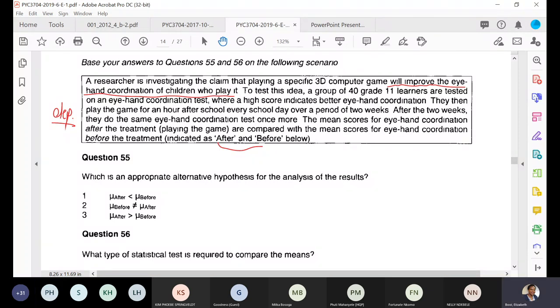Now we need to ask ourselves, based on this information, our alternative hypothesis, is there a way where the researcher said, in his own words, that after playing will improve, or playing is better than before? So you are saying will improve, number three. And does number two work? Because before, even after, there's no statement which says what will have happened. Can we say it's not equal because we don't know the prediction there?